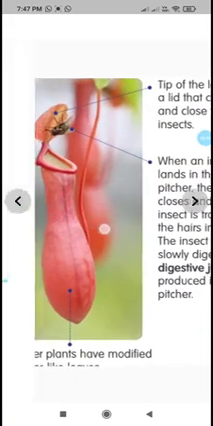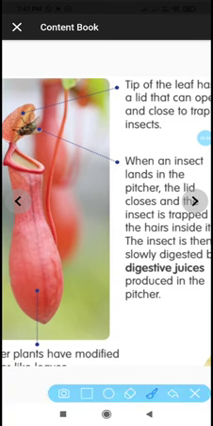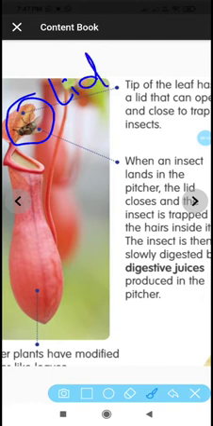This is called the pitcher plant. This pitcher plant has a lid-like structure. This lid helps: if any insect comes near this lid, the lid gets closed. And when it is trapped inside, the hair-like structures inside this pitcher plant start releasing digestive juices. With the help of these digestive juices, the insects or small animals get digested and the pitcher plant gets its nutrients.